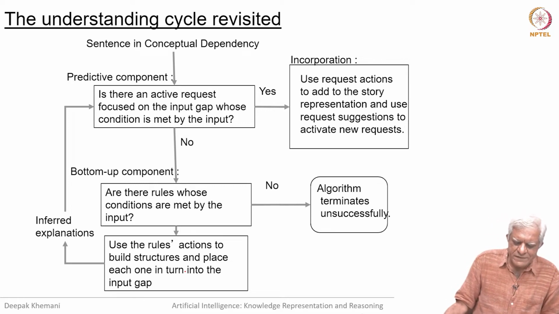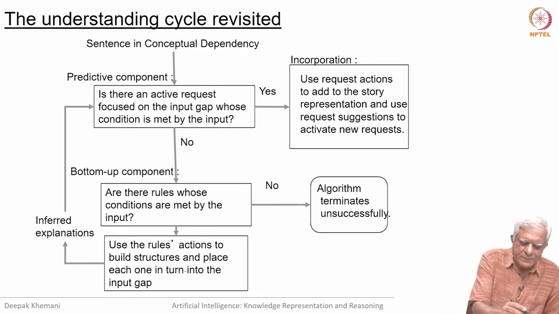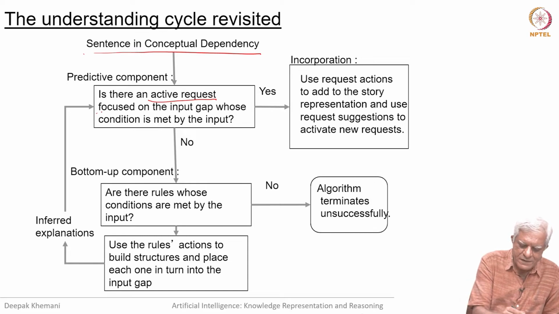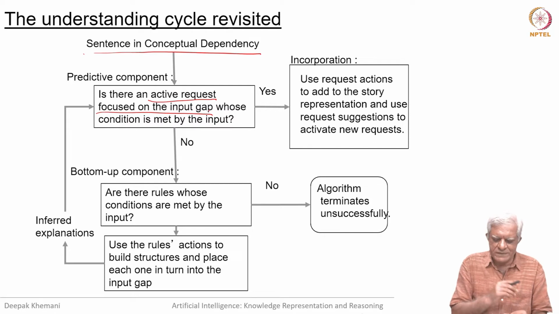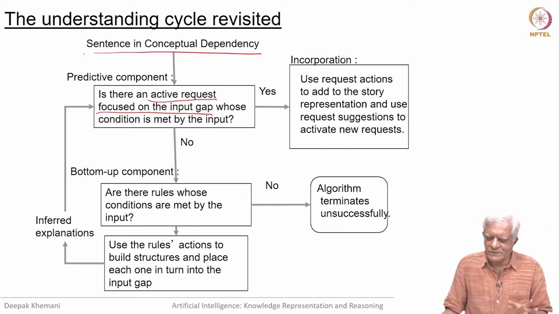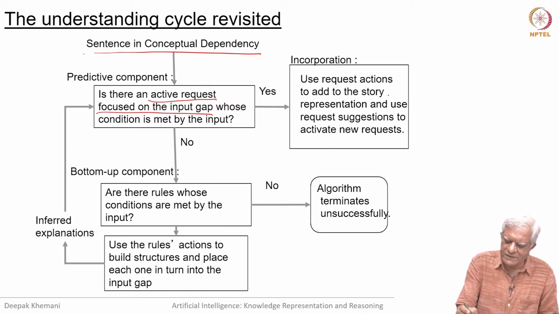So, this is what is happening here. We input a sentence in conceptual dependency and go to the predictive mode. Is there an active request focused on the input gap? That is the place where it is always looking, whose condition is met by the input essentially. If that is the case, then it goes into an incorporation mode and it uses the request actions to add to the story representation and use request suggestions to activate new requests. So, if your expectation has been met, then generate more expectations about what else you expect to see.